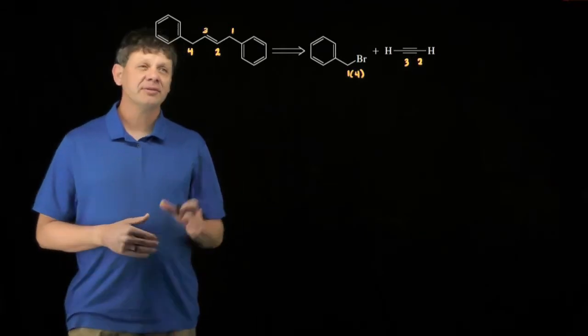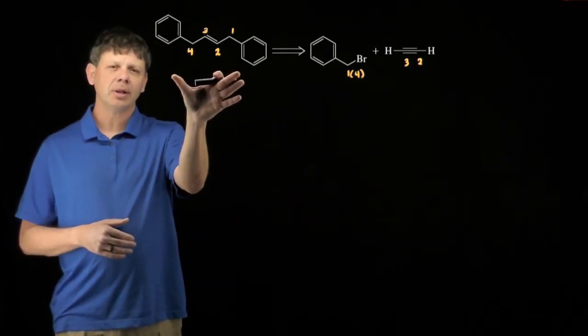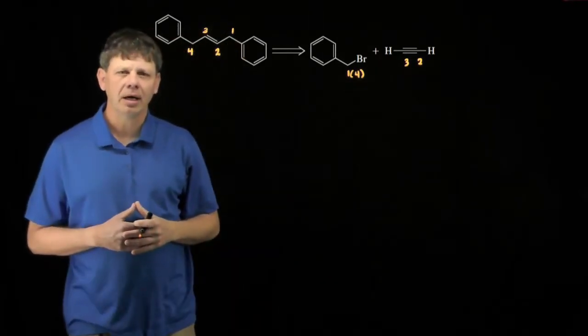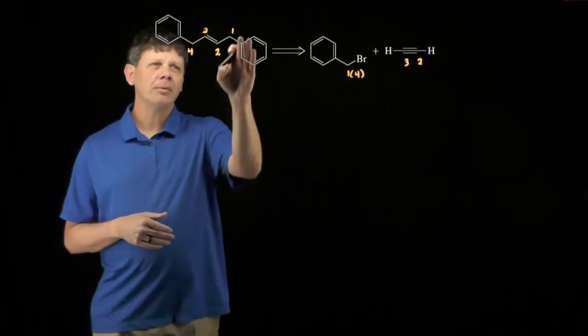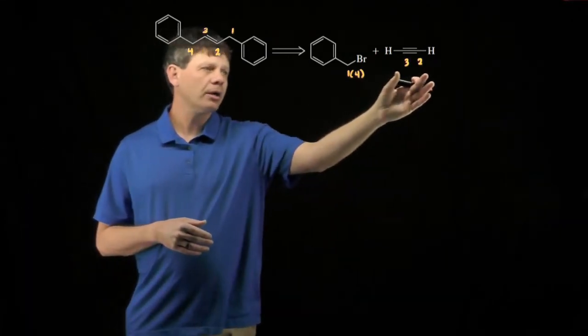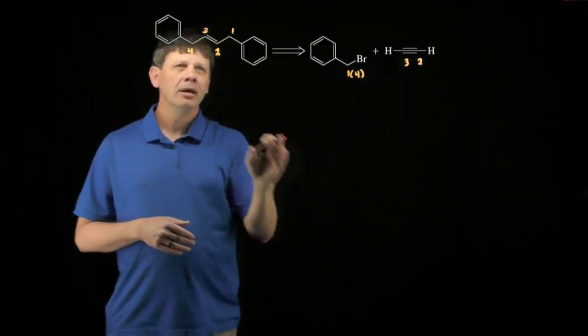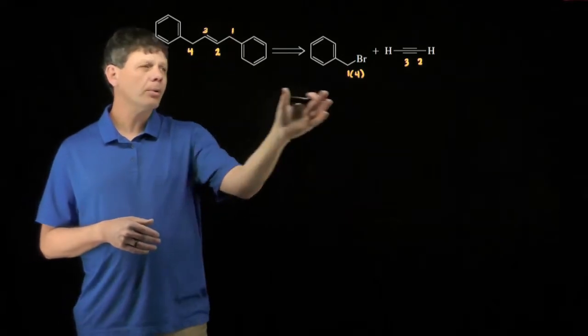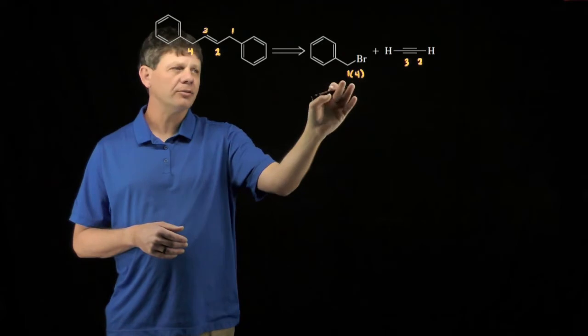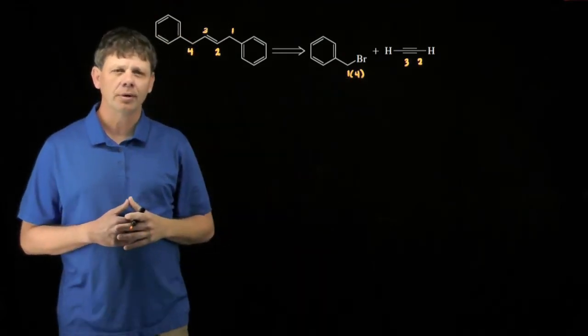This assessment asks us to synthesize the alkene molecule on the left, starting from acetylene and the benzyl bromide on the right. I've numbered the carbons 1, 2, 3, and 4 to show us that carbons 2 and 3 are going to come from the acetylene. Carbons 1 and 4 are both going to come from a molecule, or two molecules, of benzyl bromide, and so we've labeled it as 1 and 4.